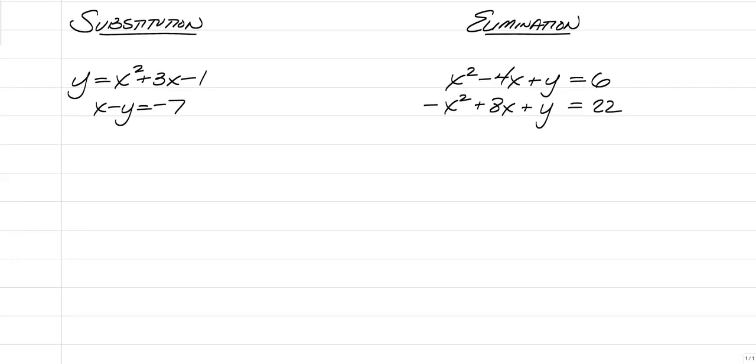Now, the first method I'm going to show you is using the substitution method. So right here we see that we have y is equal to x squared plus 3x minus 1. And what we can do is we can just take y and substitute it in here. Or what we can do is we could take the x, move the y over here, have x is equal to y minus 7, and substitute that in there.